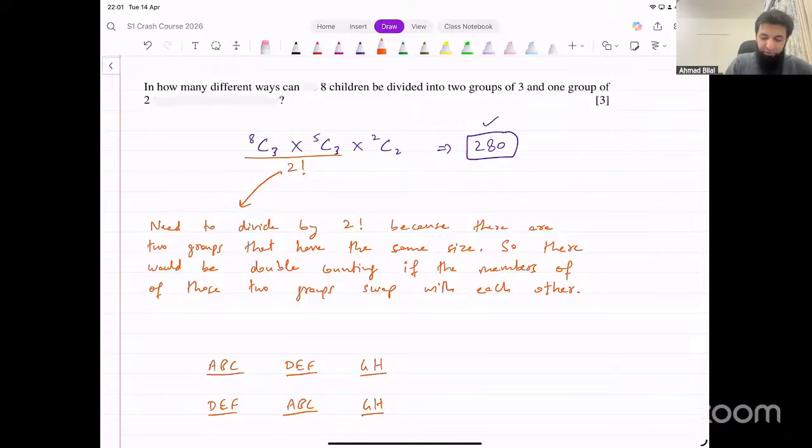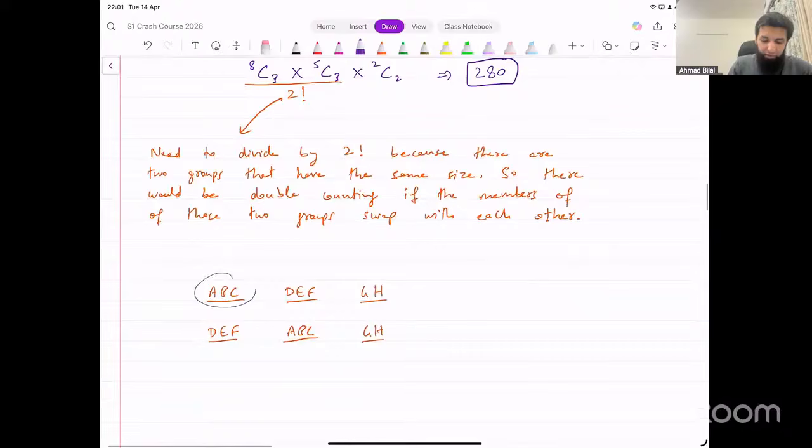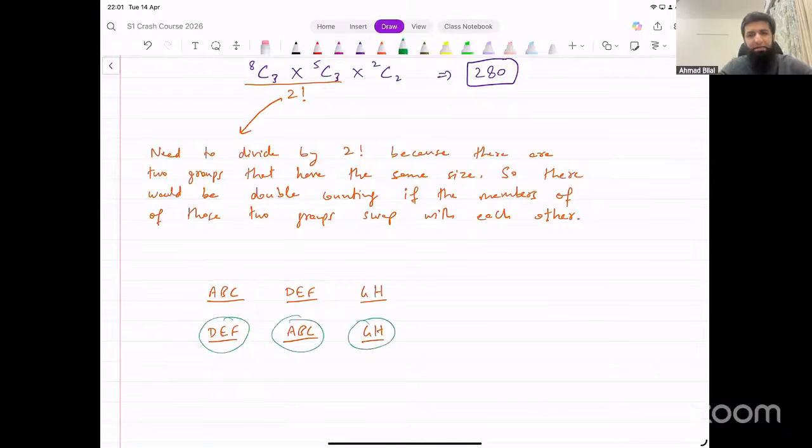The problem here is when we have groups of the same size, let's consider this scenario. You have one grouping ABC. So we have 8 people, I'm calling them A, B, C, D, E, F, G, H. One group is ABC, another group is D, E, F, and another group is G, H. Another possible grouping could be D, E, F, A, B, C, G, H. Is there any difference between these 2 sets of groups? It's just that in the second case, D, E, F group is written first and A, B, C is written second, but groupings are the same, right? It's the same way of dividing those 8 people.